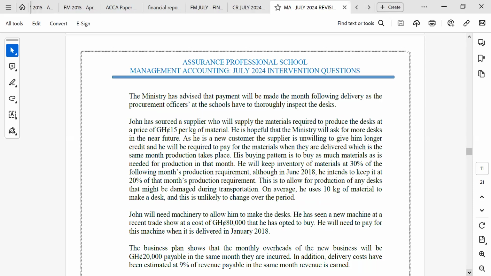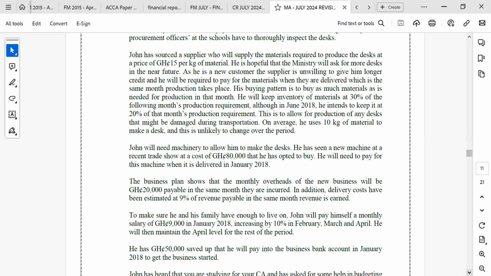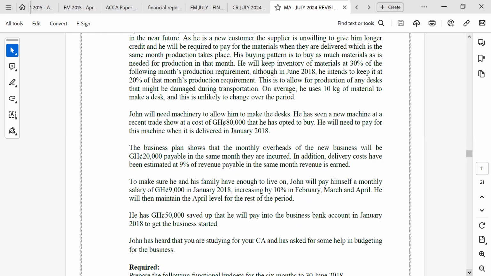On average, he uses 10 kg of material to make a desk, and this is unlikely to change over the period. John will need machinery to allow him to make the desk. He has seen a new machine at the recent trade show at a cost of 80,000 Ghana cedis that he has opted to buy. He will need to pay for this machine when it is delivered in January 2018. The business plan shows that the monthly overheads of the new business will be 20,000 Ghana cedis payable in the same month they are incurred.